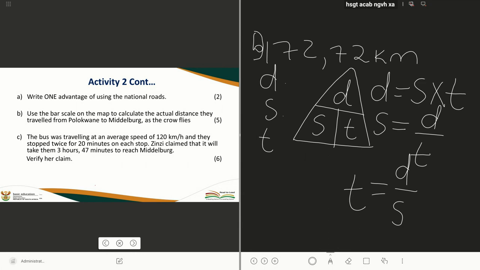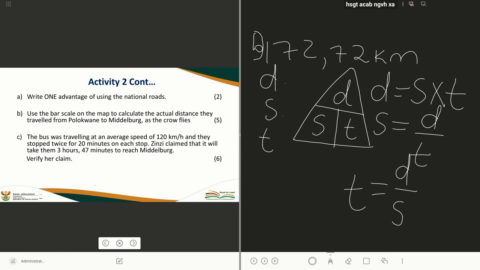So if you can master this triangle in the exam, you will be ready. It doesn't matter whether they want you to find speed, whether they want you to find time or distance, you will be able to use this triangle to help you to get to the answer. So if you know this triangle, please, I think it's very easy. Your D, S, T, the three of them, the first letter, which is your D, must always be on top. Then the two letters, you can put them in any other way. You will still remember your formula.